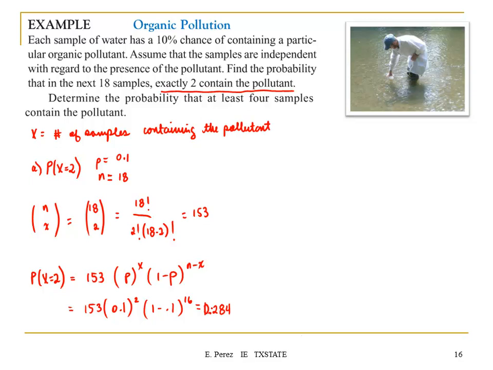Okay, so the next problem is a little bit more complex. That's part B. Let me call this B. Determine the probability that at least 4 samples contain the pollutant.